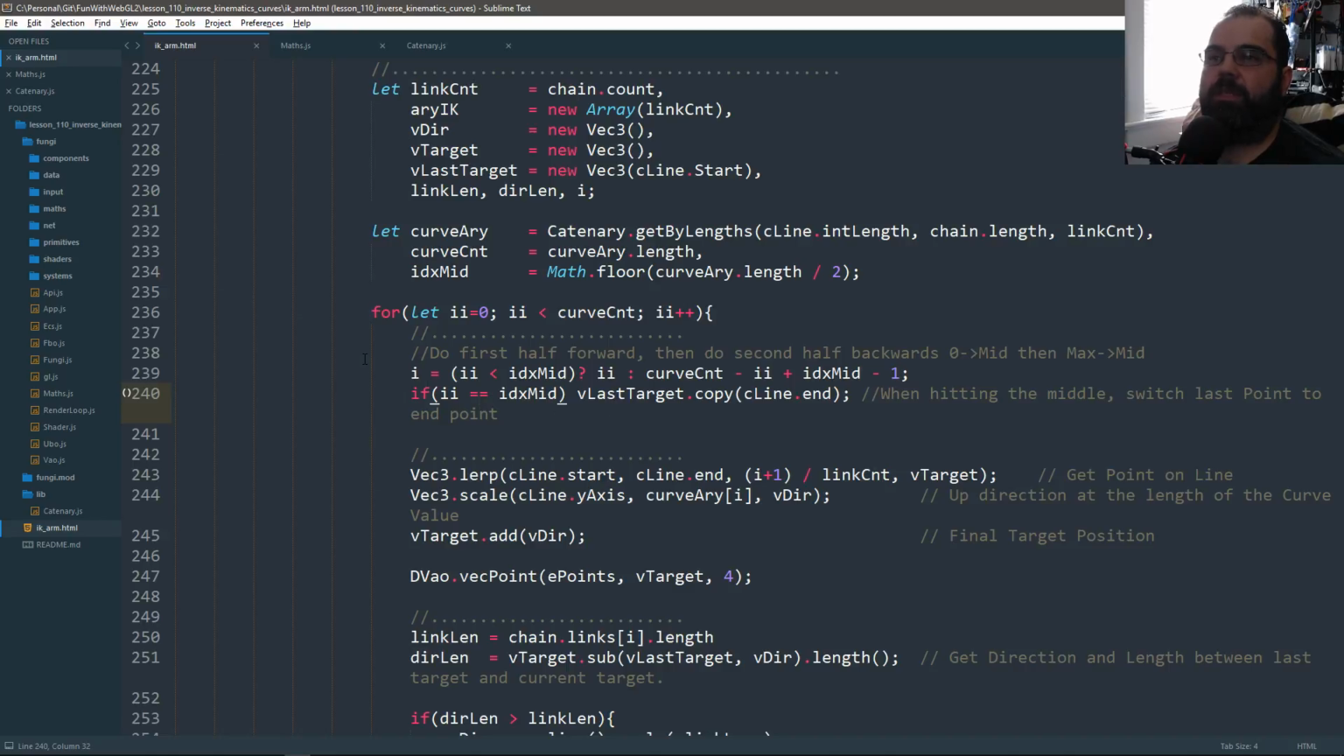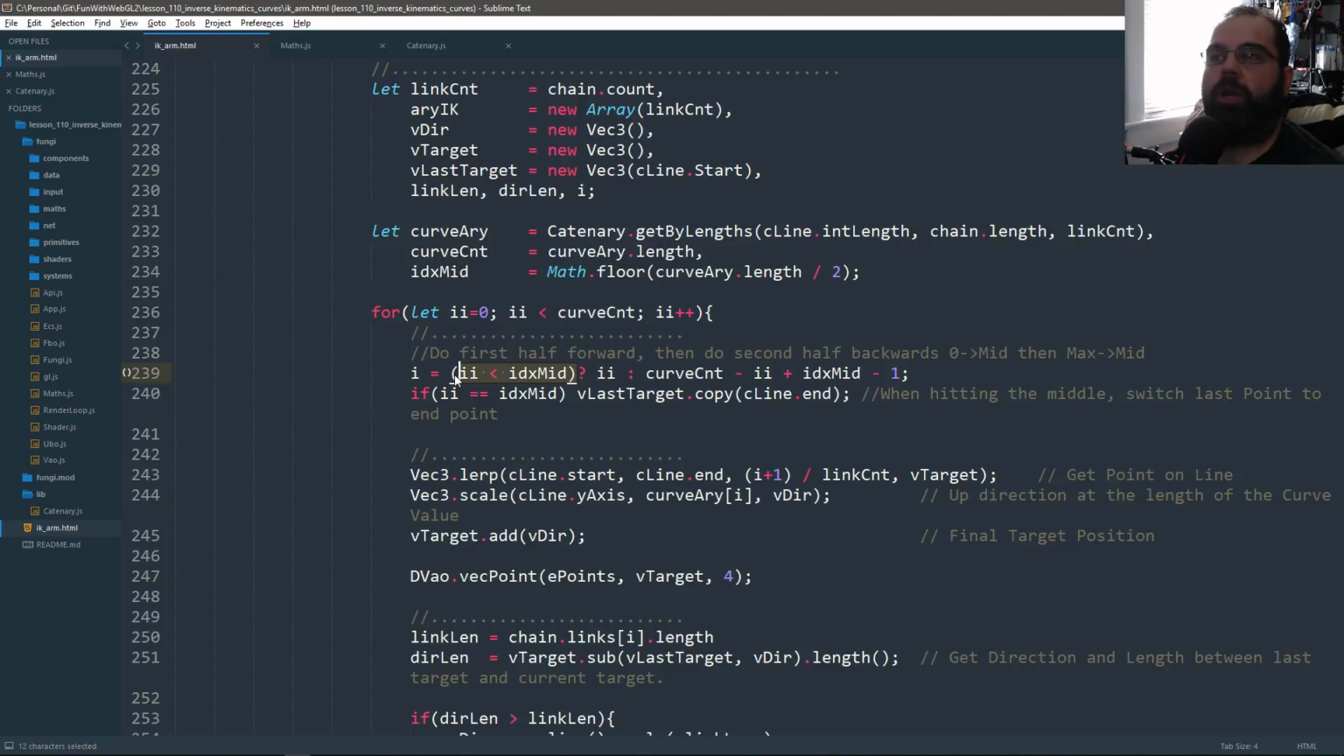So where I, I think that I is the end. No, I is the start, right? I can't remember now. I equals. Oh, okay. Now I know. So I'm just going forward in one direction, from 0 to curve count. How many points in the joints I'm doing?